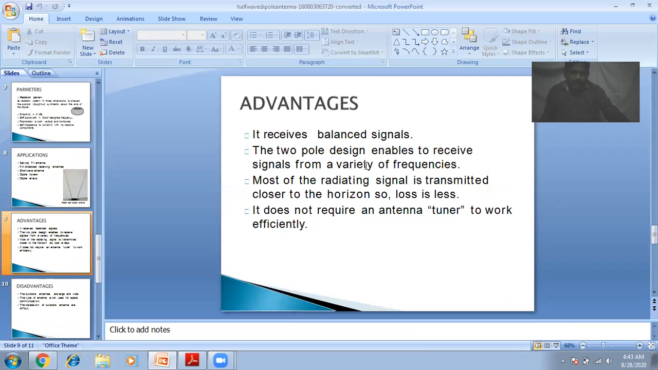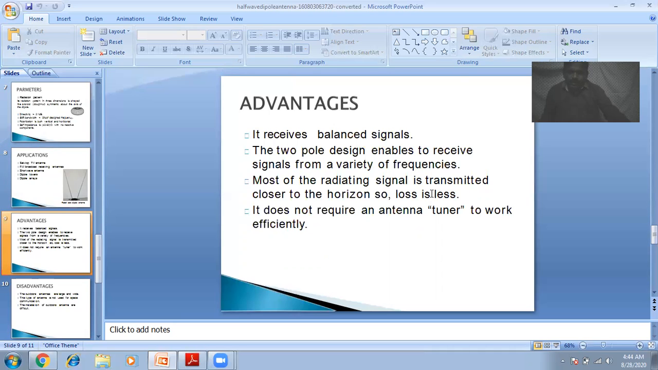So what are the advantages of this antenna? It receives balanced signals. Most of the radiating signal is transmitted closer to the horizon, so therefore loss is less, and also it does not require an antenna tuner to work efficiently.